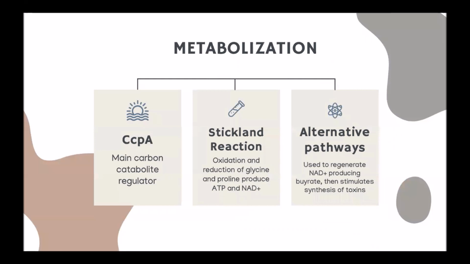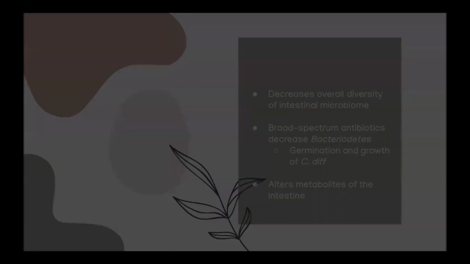CCPA is the main carbon catabolite regulator that also reduces the toxin gene expression. It uses the Stickland reaction, which oxidizes and reduces glycine and proline, which produce ATP and NAD+. When there's a limited supply of proline or proline reductase, alternative pathways are used to regenerate NAD+, which produces butyrate, which then stimulates the synthesis of the toxins of C. diff.